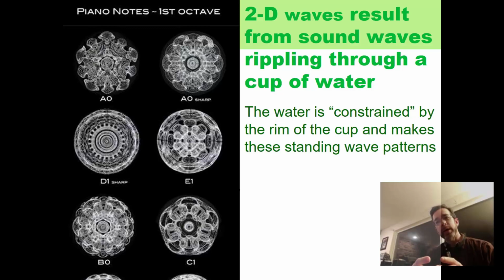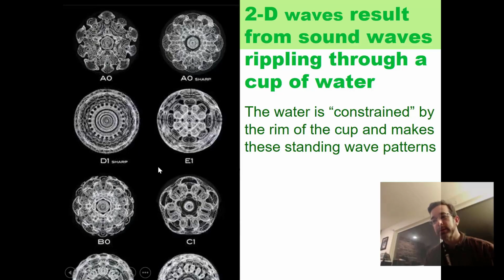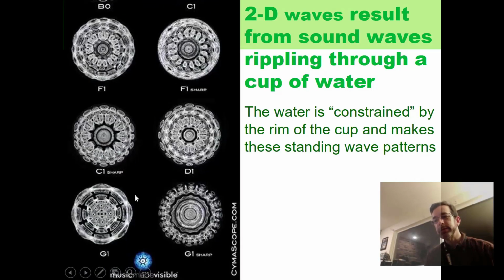The cup itself constrains the water in 2 dimensions, and then the sound waves provide the vibrations to the water, and they make these amazing patterns. Like right here is A, there's D sharp, there's E, and you can see as you move through the piano. Actually, I have my family's piano right here. I could go play it, but I don't even know enough about that to be sure I'm playing the right notes here. So I'll let this picture do it for myself, and I'll trust that this person did it right.